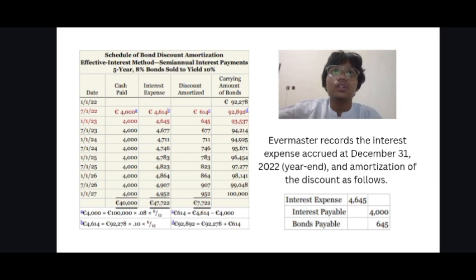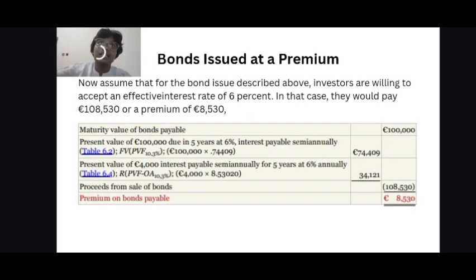So this was the schedule of bond discount amortization with the effective interest method, semi-annual interest payment. Evermaster records the interest expense incurred at December 31, 2022 year end and amortization of the discount as follows in the ledger. Interest expense 4,645 on the debit side, and interest payable 4,000 and bonds payable 645 on the credit side.